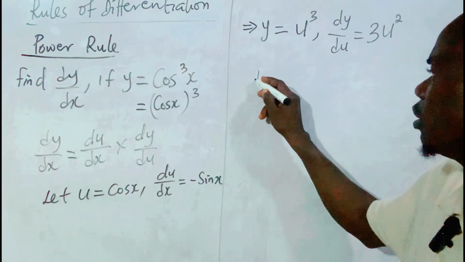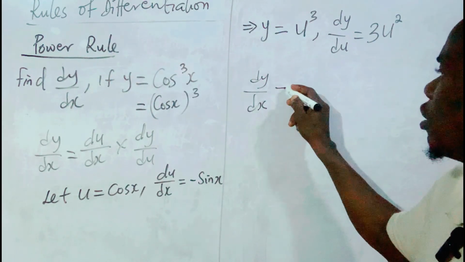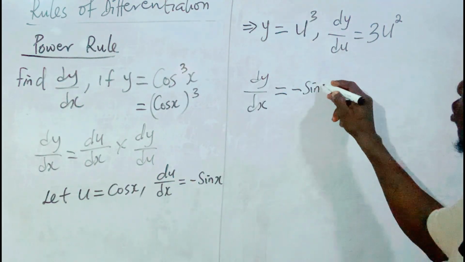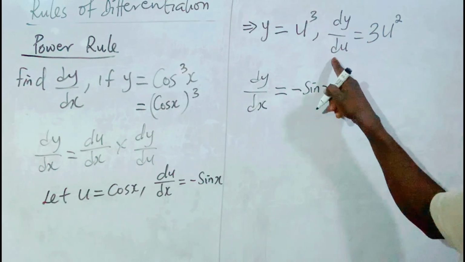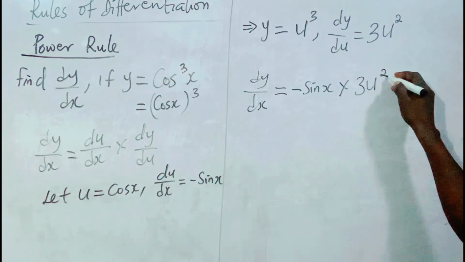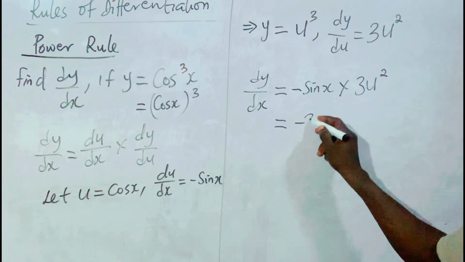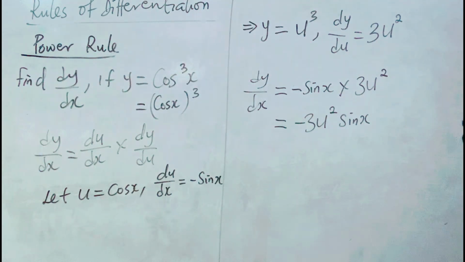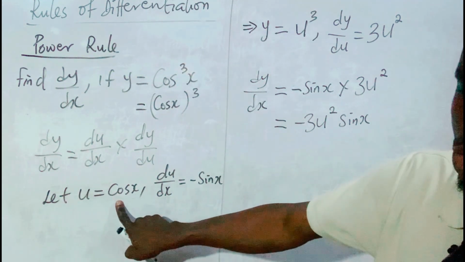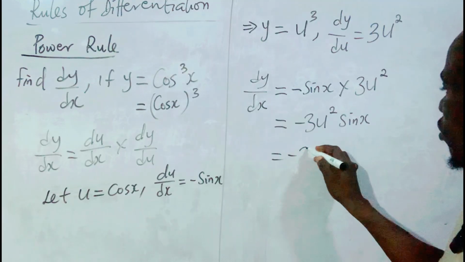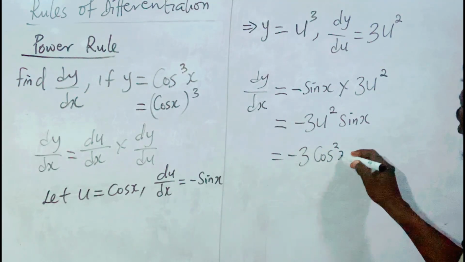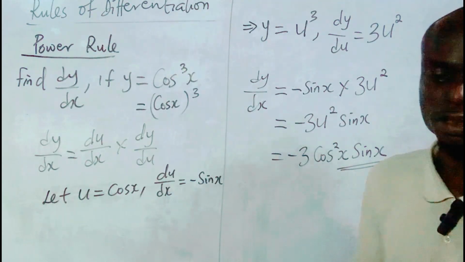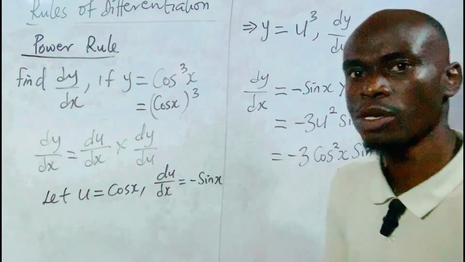Substituting into the formula means dy/dx is equal to du/dx, which is minus sine x, times dy/du, which is 3u squared. Putting everything together, we have minus 3u squared sine x. So what is u? u is cos x, which means I have minus 3 cos squared x sine x. So that's the answer for this question. So this is where we end.